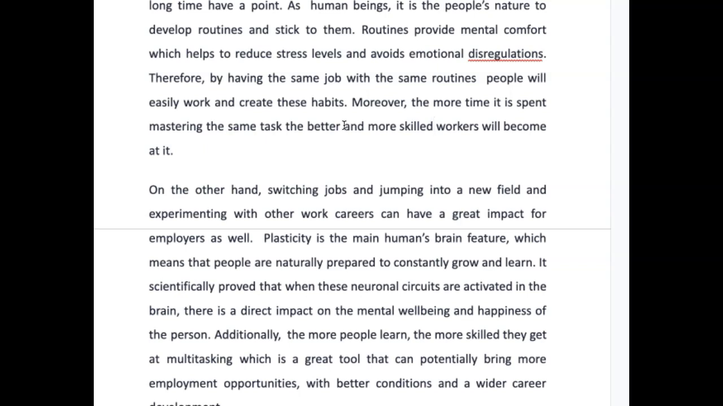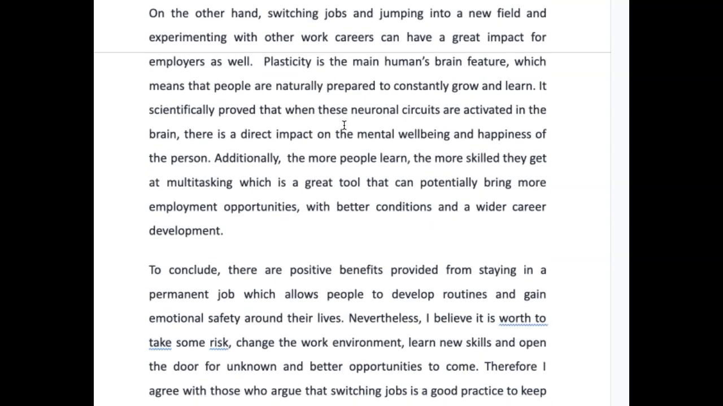Again, another sweeping generalization. So in most cases, okay, the more time that is spent mastering the same task, X, Y, Z, okay, hedging. On the other hand, switching jobs and jumping into a new field and experimenting with other work careers can have a great impact for employers as well. Plasticity is the main human's brain feature, which means that people are naturally prepared to constantly grow and learn. It is scientifically proven, with an N on the end, that when these neuronal circuits are activated in the brain, there is a direct impact on the mental well-being and happiness of the person.